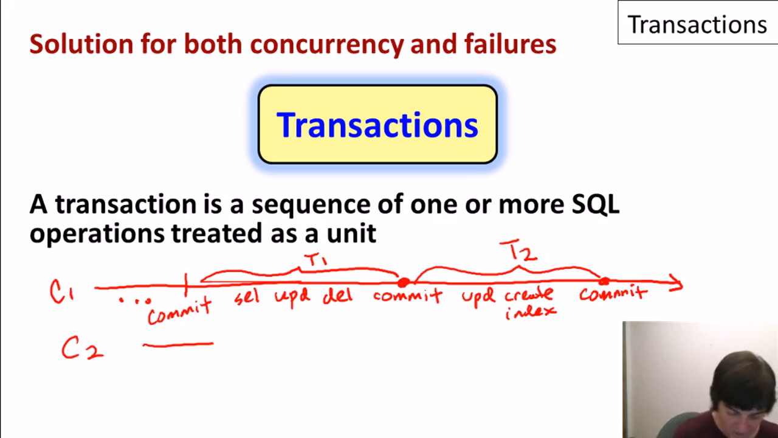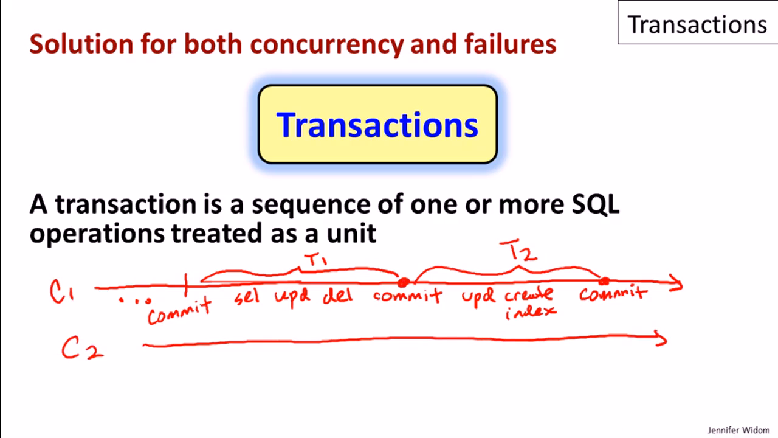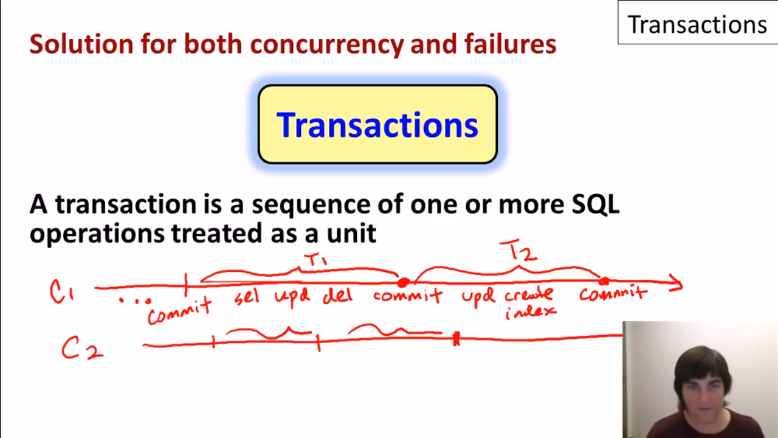And then we may have a second client that's also operating on the database, and then it will also have its set of transactions. In the next video, we'll give more details and a more formal treatment on the properties that are guaranteed by transactions, both how they operate individually and how they interact when multiple clients are executing on the database at the same time or when the system fails.